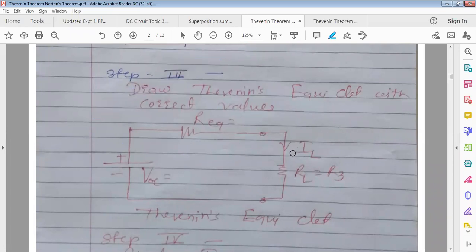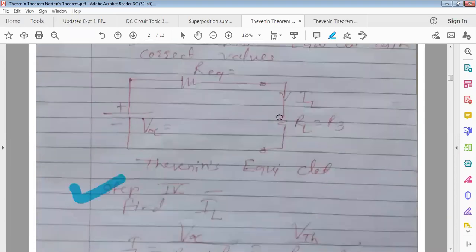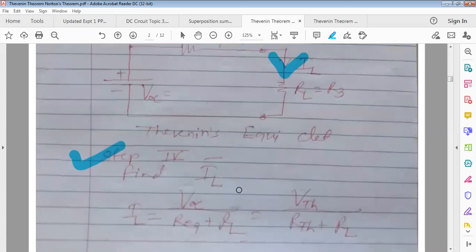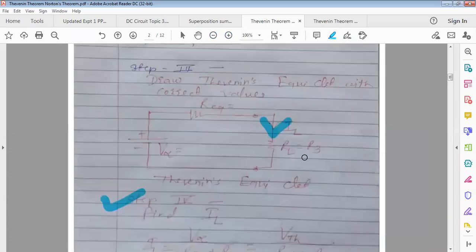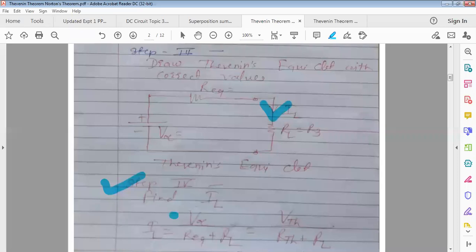Now in this circuit, the fourth step: you can apply the formula to calculate the load current. The formula you already told me. IL is equal to what? VOC divided by R equivalent plus RL. Okay, got the theorem? Very easy. And this one is the required current result. This is the fourth step. Yes, total 4 steps are there in this theorem.